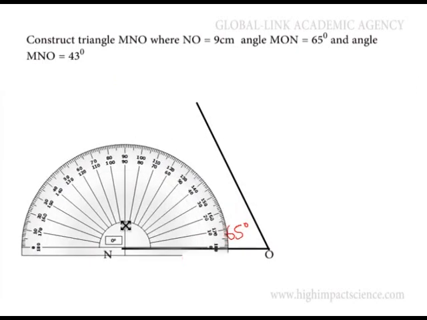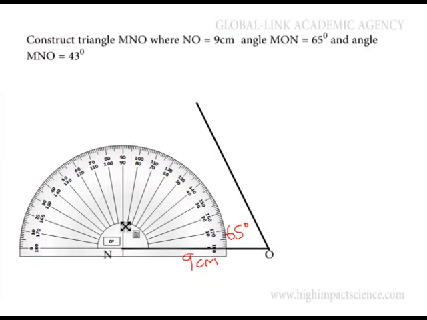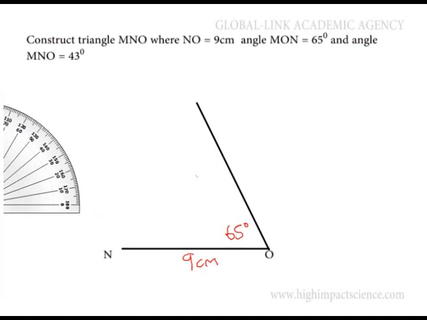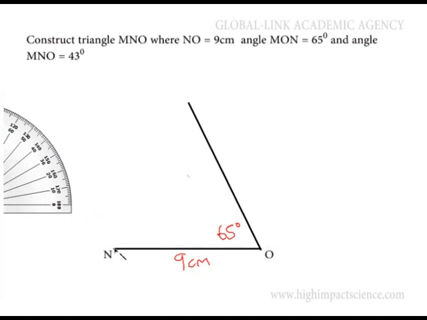Next, at N, we measure 43 degrees. Here. Draw that line. And there you have point M.